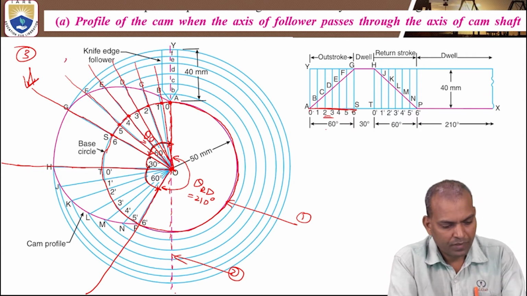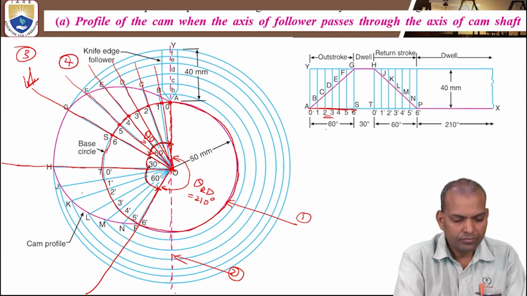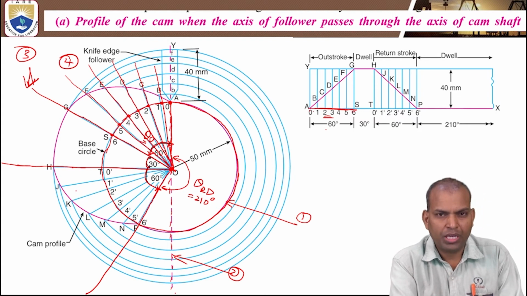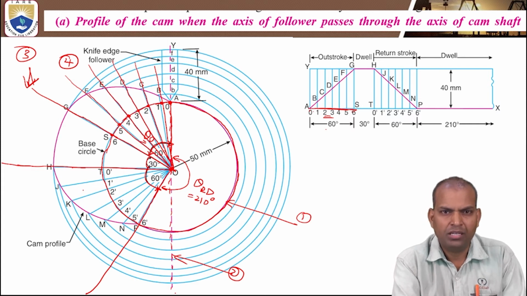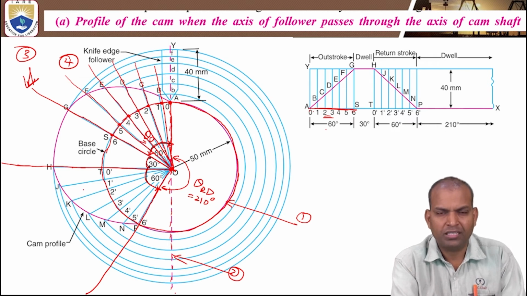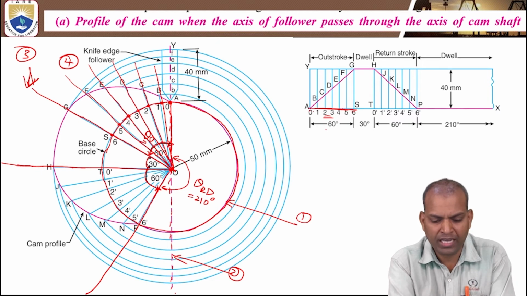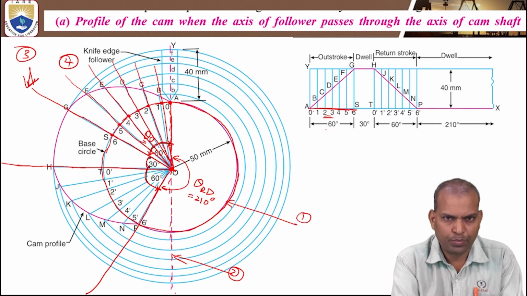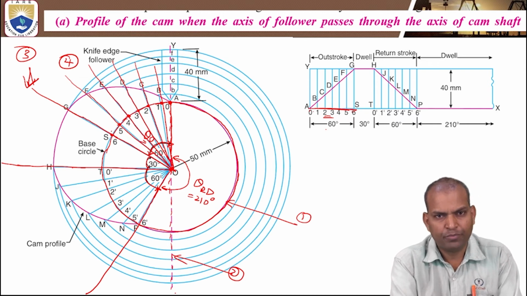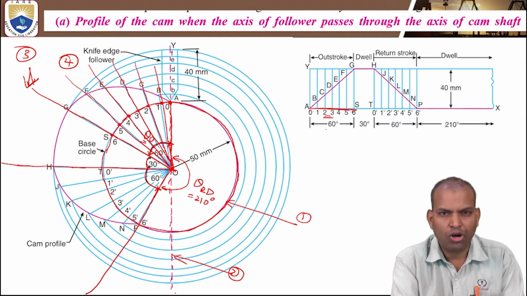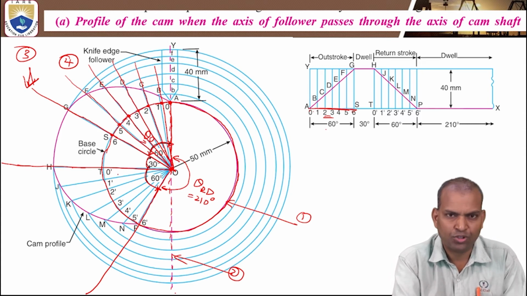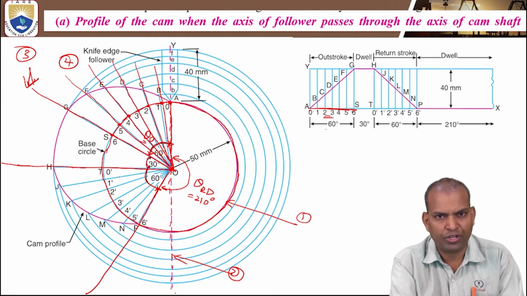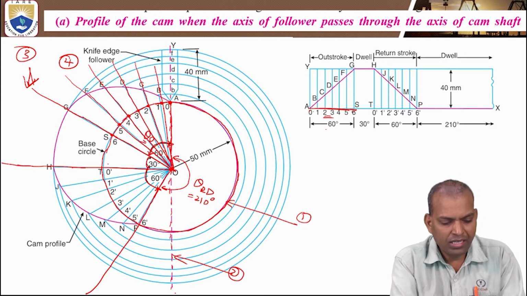This is step 4. Step 4 is dividing the outstroke partition of a base circle with the equal number of divisions, the same as the number of displacement diagram divisions. Outstroke is 6, so here also you have to divide into 6 equal parts. How to do it? With the help of a protractor. Keep the protractor here. All these divisions we can do. We can mark them and join the marked points. Now, next, the dwell, there is no division.